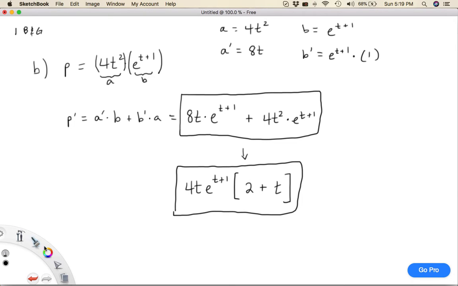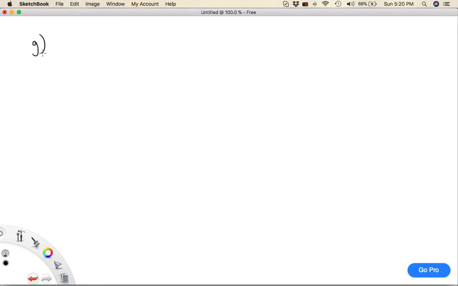Okay, so let's take a look at part G. I'm going to clear this. Okay, so part G, they give us the function y equals 1/3 of ln of x cubed plus 1. So we're going to remember that this is a chain rule, right? The ln piece has a derivative, and the inside of the ln also has a derivative.